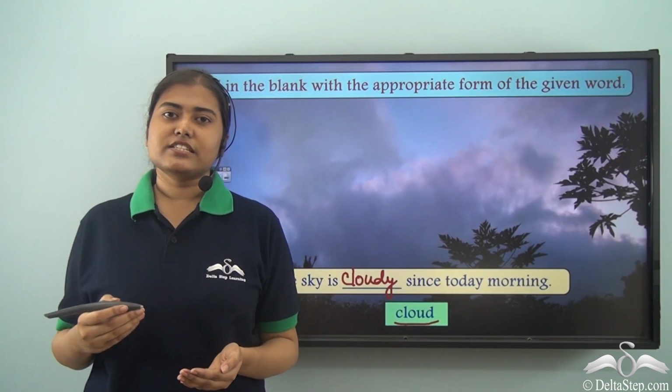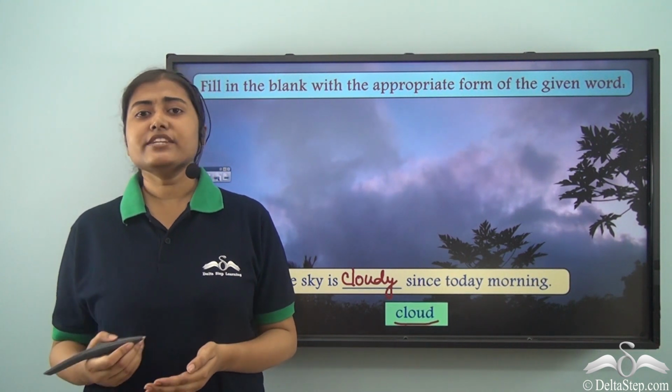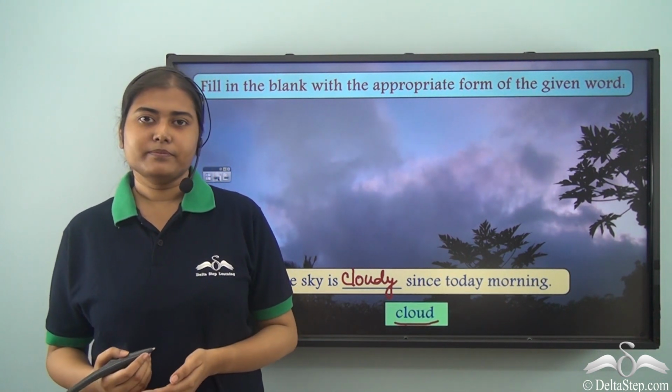So now is your turn to find out more such suffixes and see how many new words you can form.